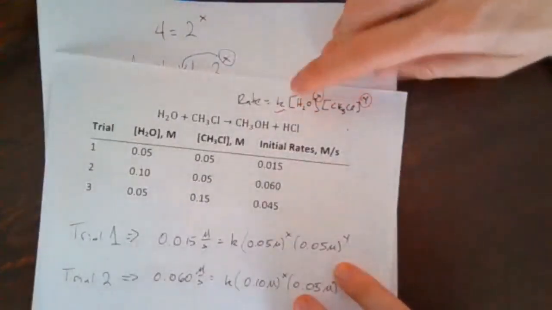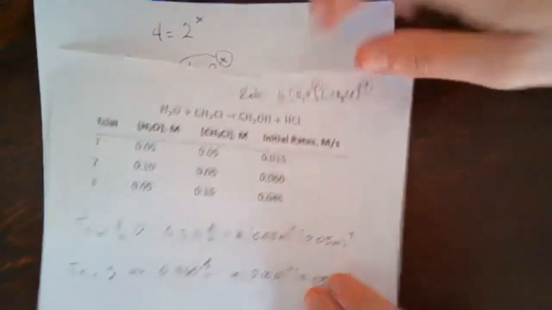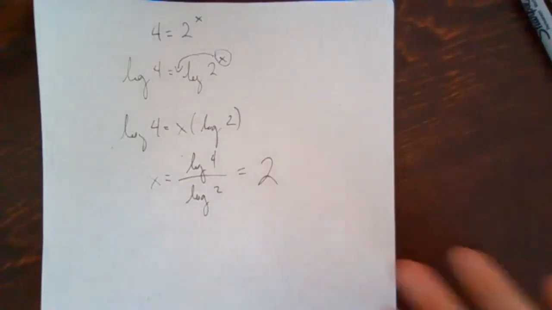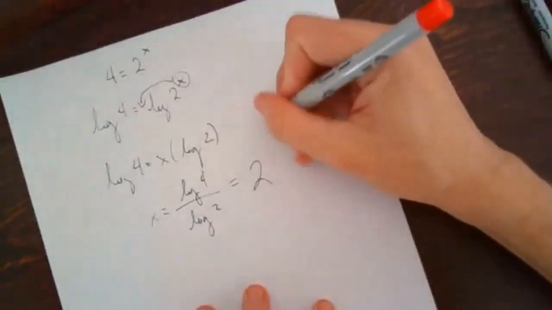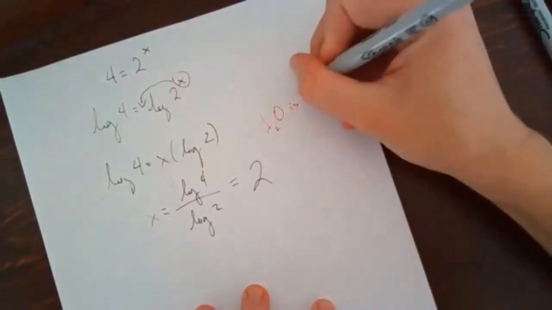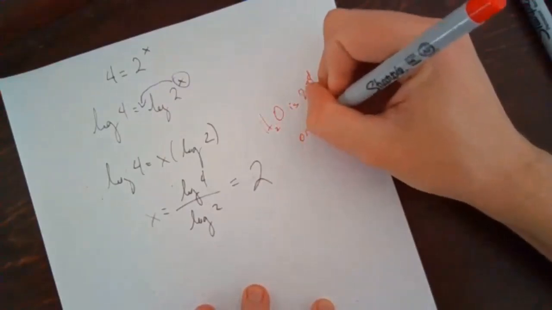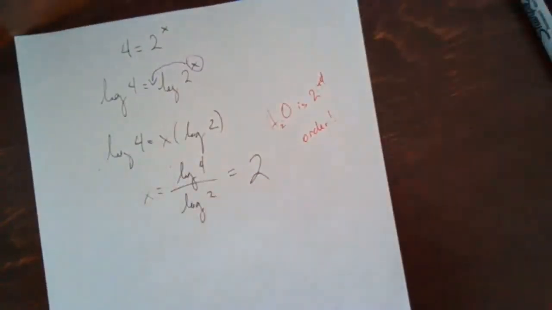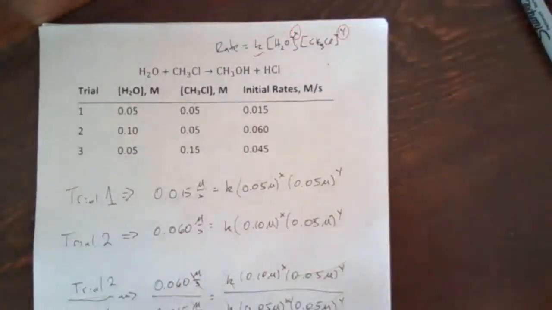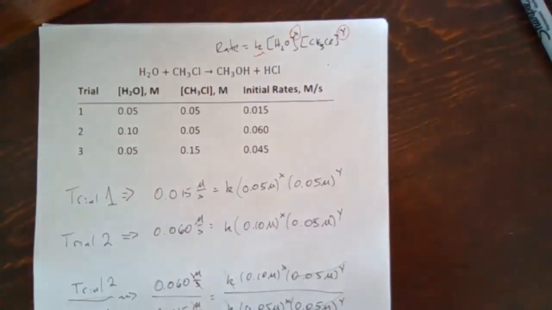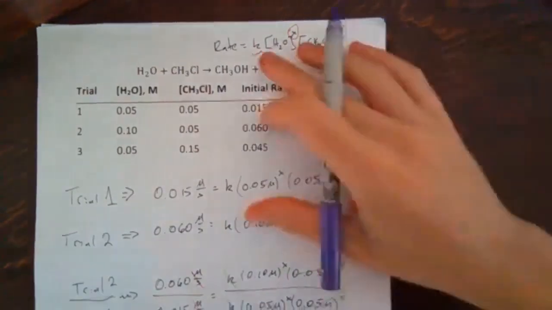Well, if we return to our original expression, X was the power on water. So what this tells us is that H2O is second order. Which is good to know. If we return to our original results, we can see where this comes from.